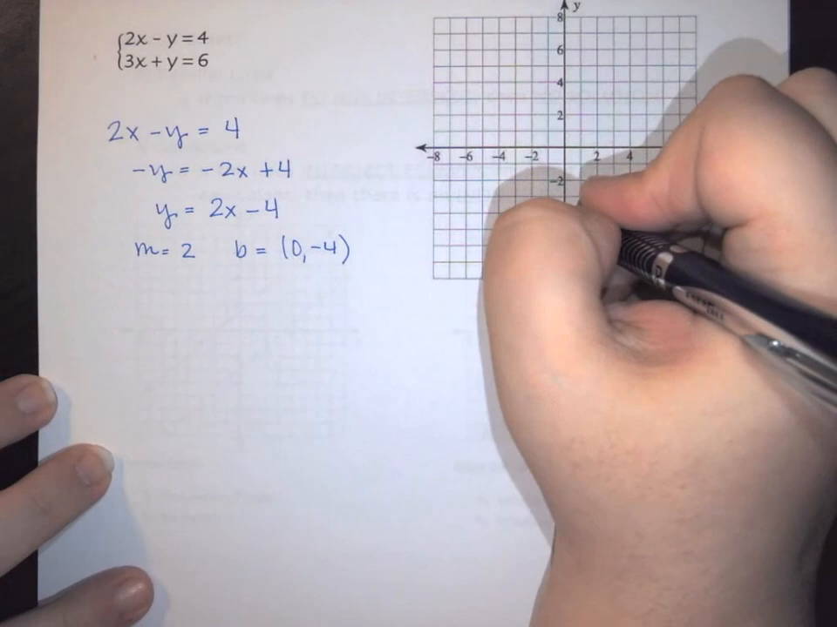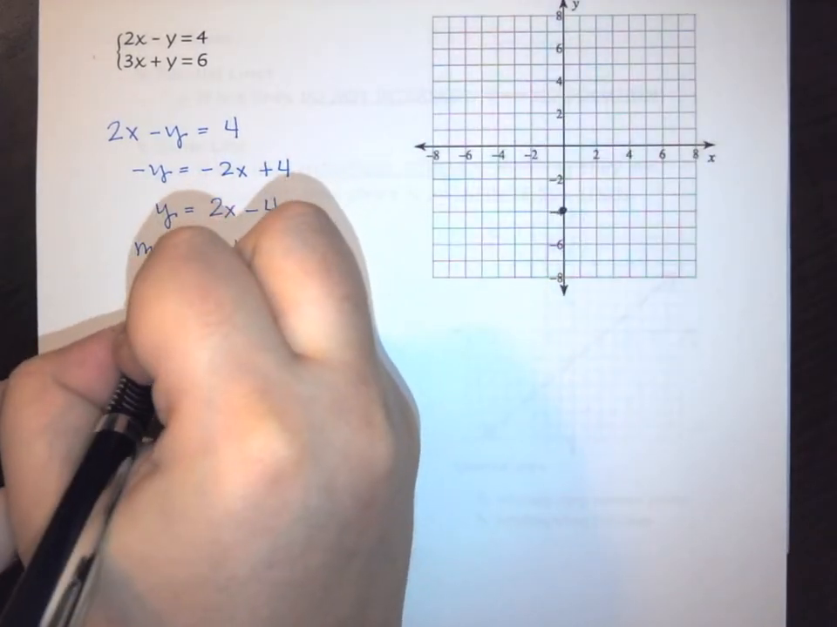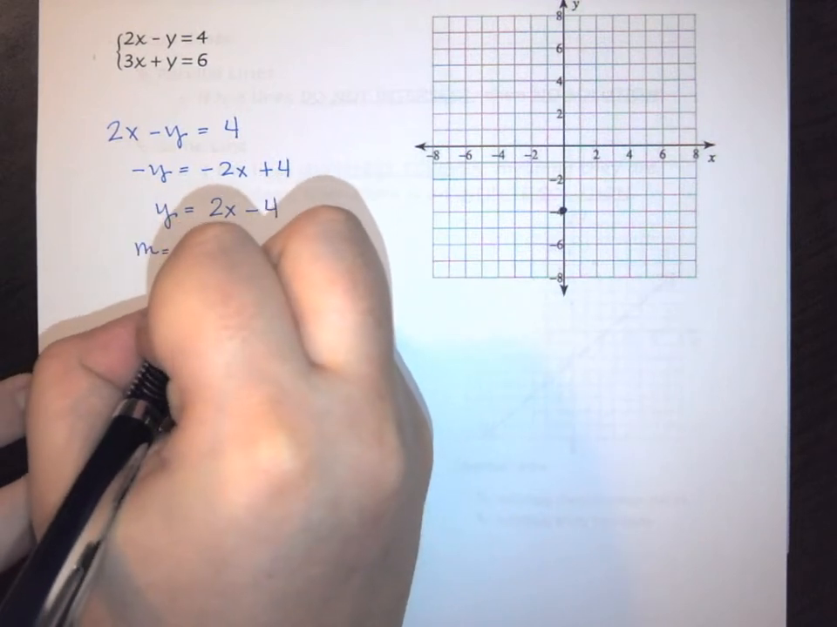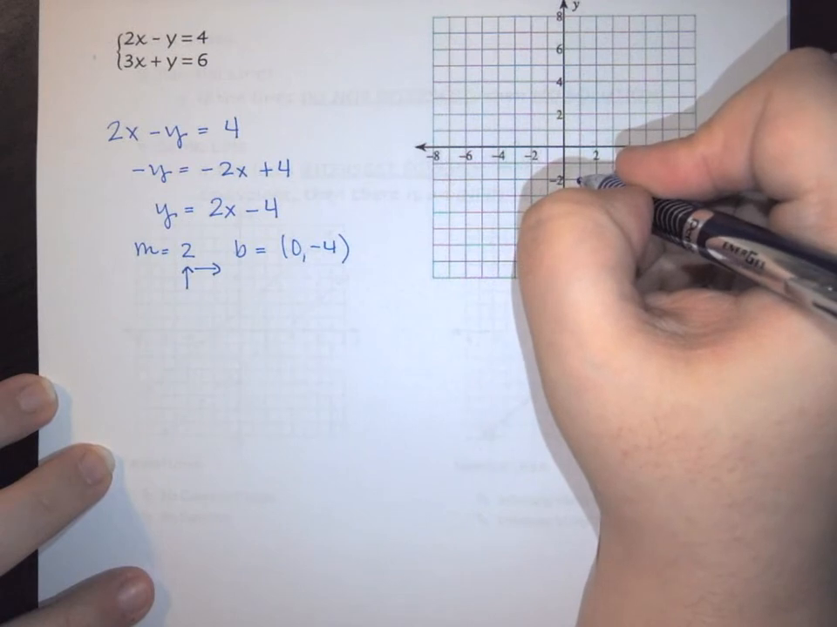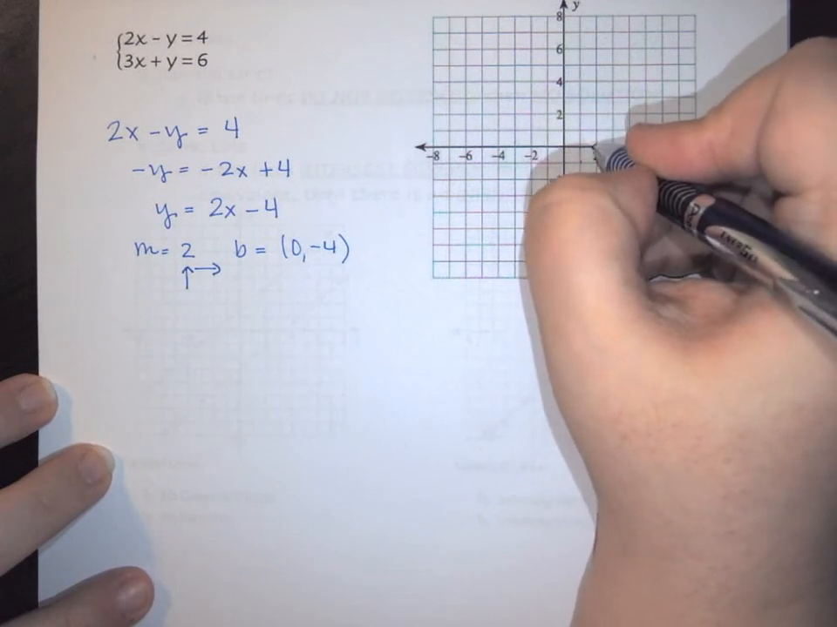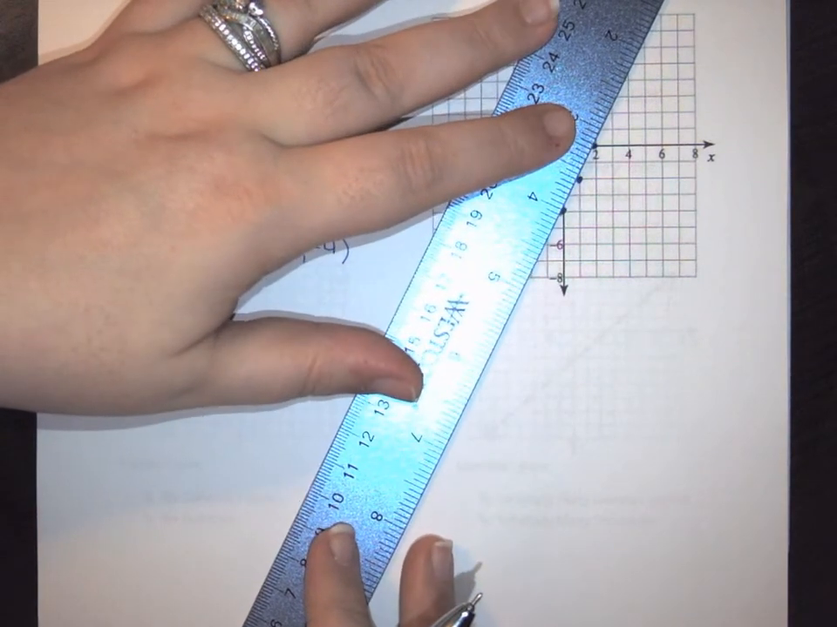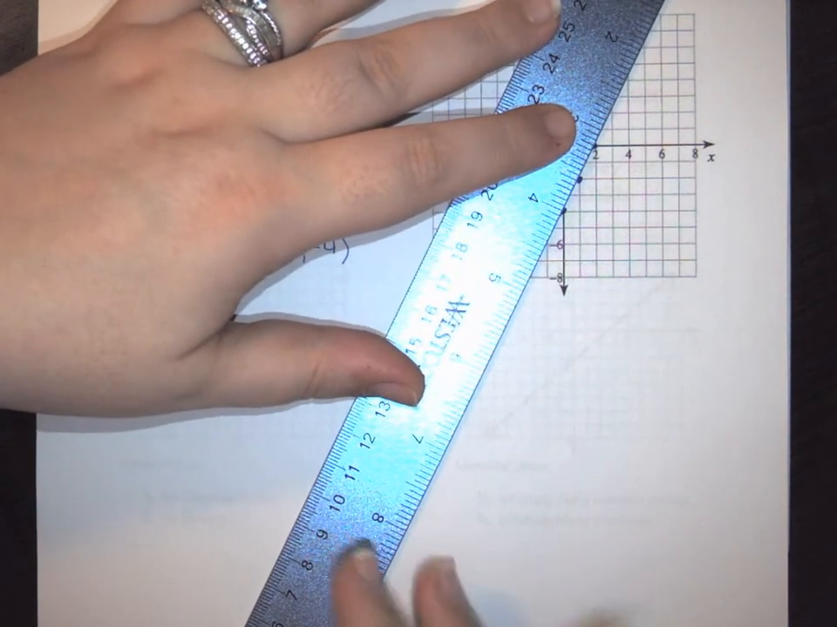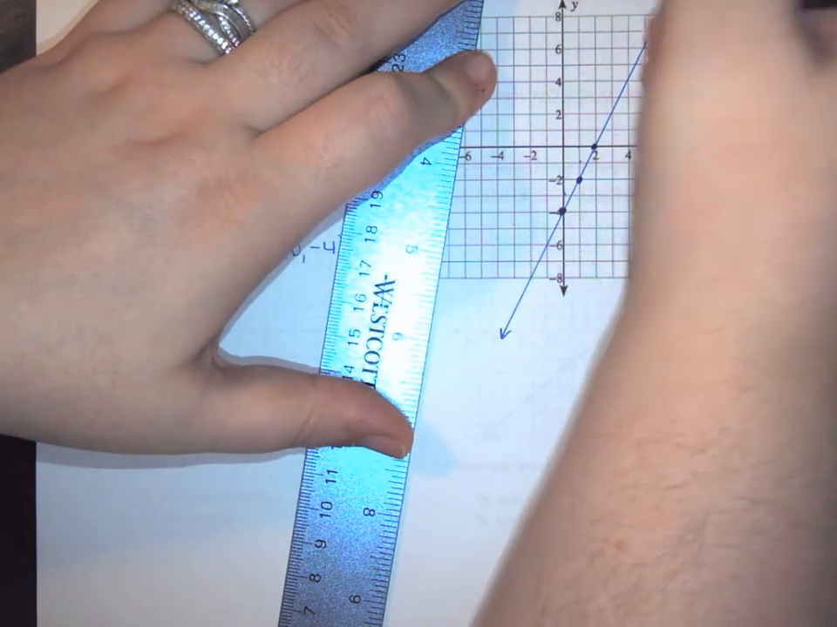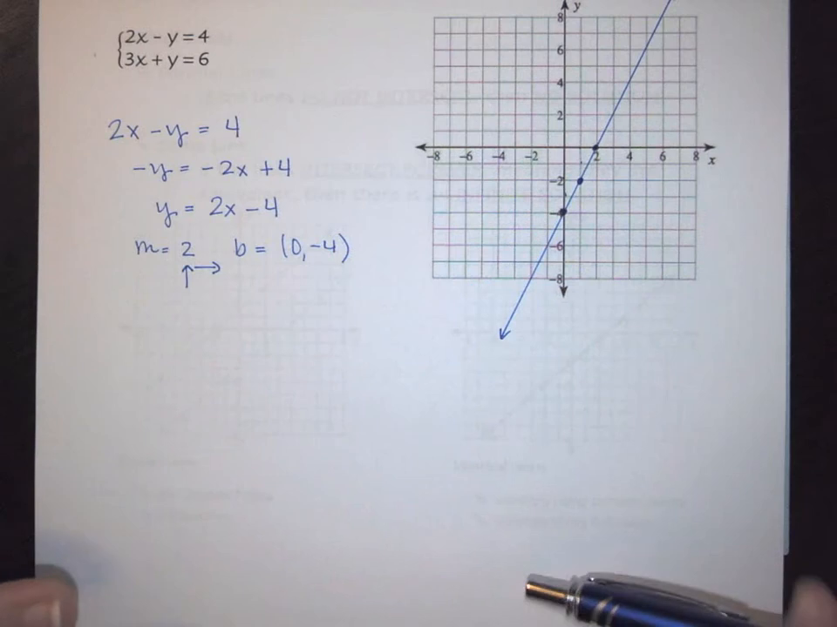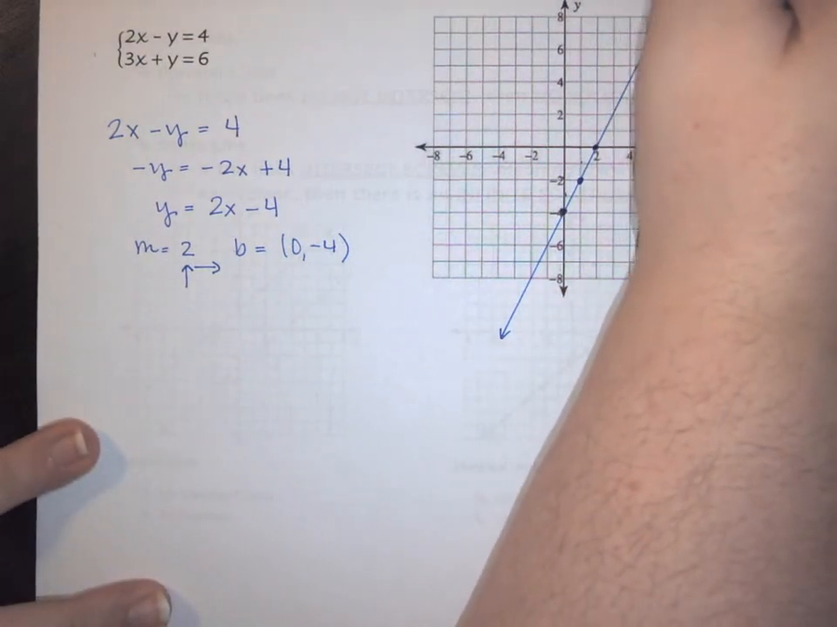Again, I can graph that, 0, negative 4. And then we're going to go up 2, to the right 1. So 2 over 1, 2 over 1. And connect to draw your line. And again, this was our 2x minus y equals 4.